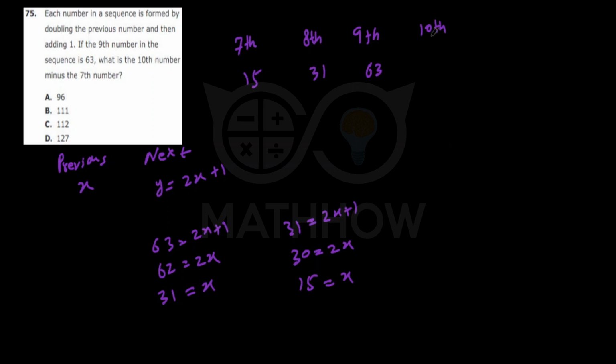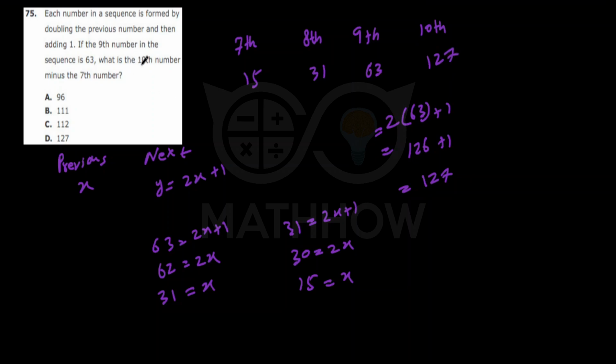To find the 10th number, the previous number is the 9th number, right? What will we do? We will double the previous number and add 1. So substituting 63, the previous number, in place of x to find the next number, that is the 10th number, 2 times 63 plus 1. This will become 127. So the 10th number is 127.